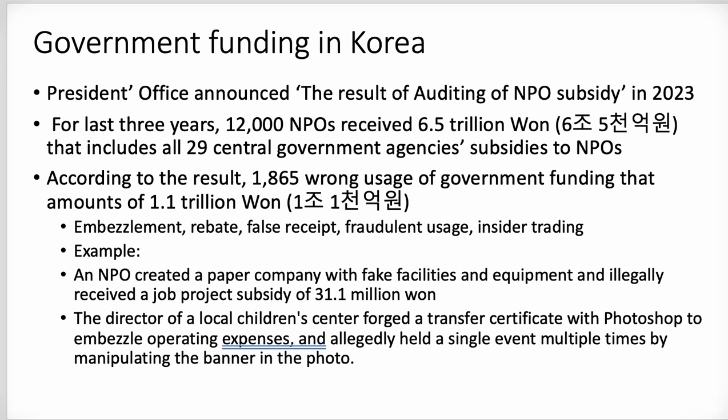So we will look at the examples in depth. An NPO created a paper company with a fake facility and equipment and illegally received a job project subsidy of 31.1 million won. And the director of a local children's center forged a transfer certificate with Photoshop to embezzle operating expenses and allegedly held a single event multiple times by manipulating the banner in the photo.